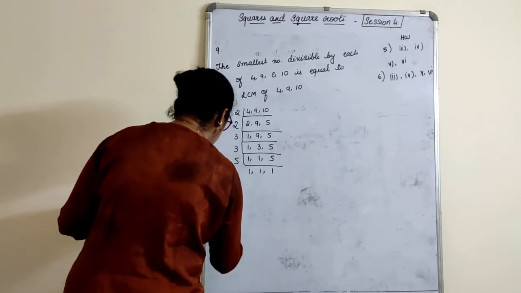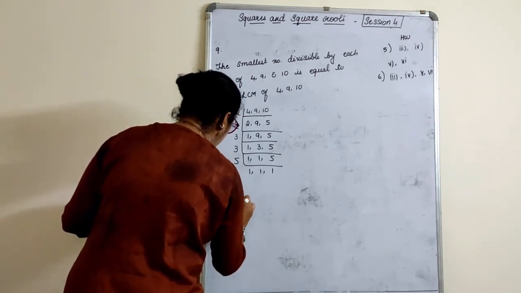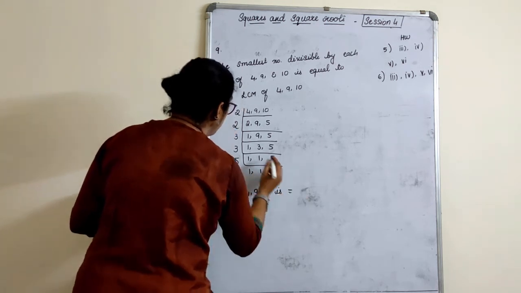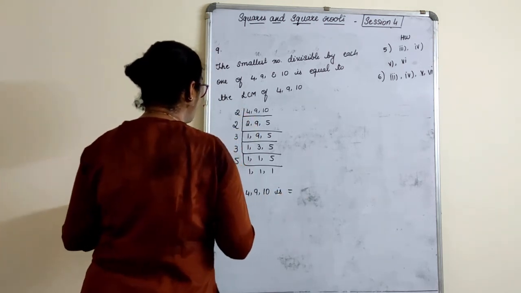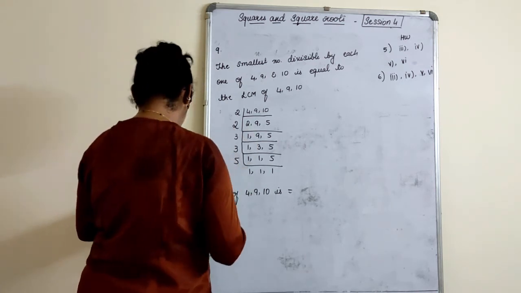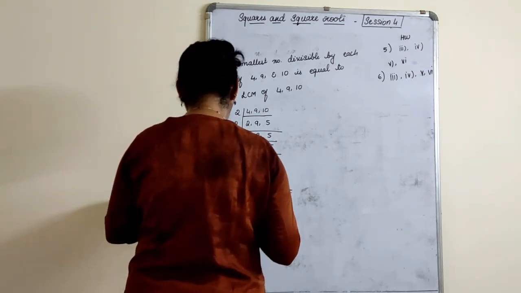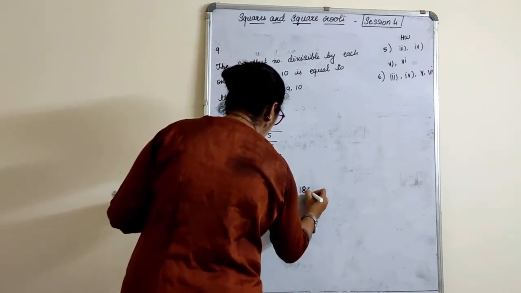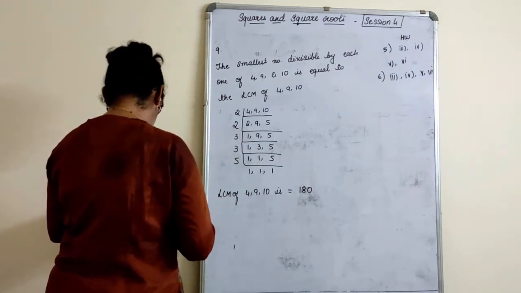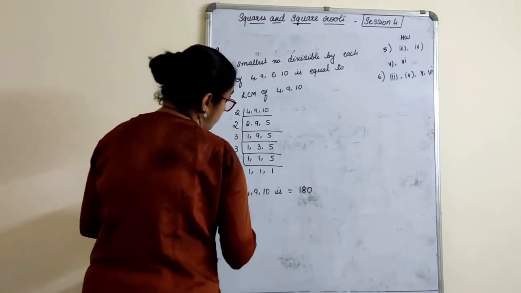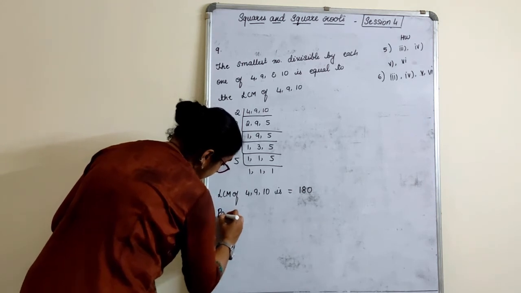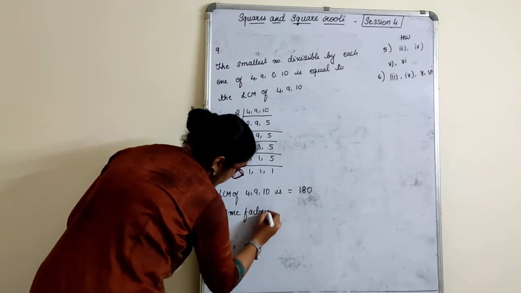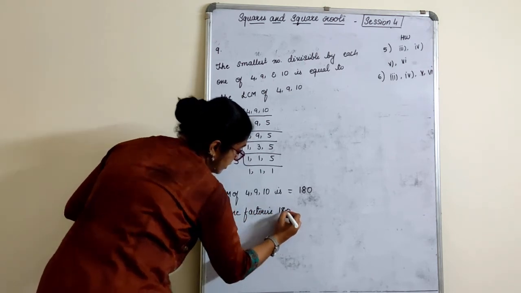So LCM of 4, 9 and 10 is the product of this. So 2 2s are 4, 4 3s are 12, 12 3s is 36 and 36 into 5 will give you 180. Right? So we got 180 here. So what we will do now? Prime factorize 180. That's our next step.